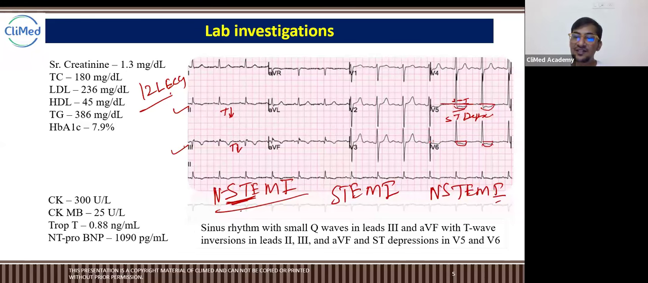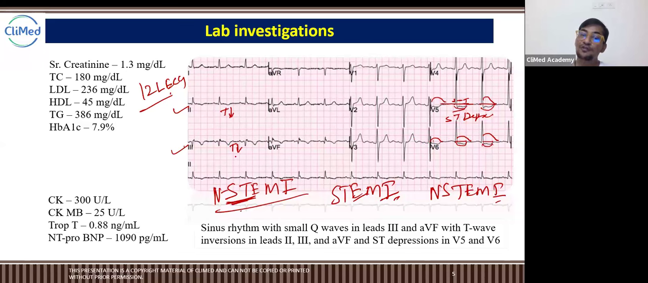If the ST levels are elevated like this, ST is elevated like this. Okay. Focus on my cursor, focus on my pen. ST is elevated like this. Okay, so then it is called ST elevation MI, ST elevation myocardial infarction.